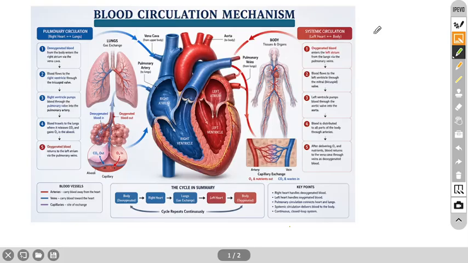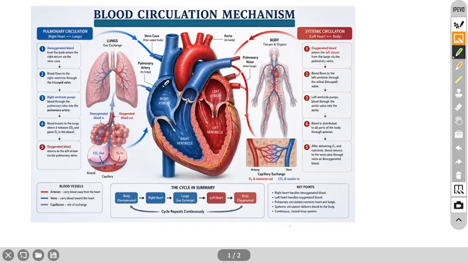Okay, now we will learn about the parts of the heart. In the heart there are a total of four chambers: right atrium, right ventricle, left atrium, and left ventricle. The upper part of the right heart is connected by the superior vena cava, and the lower part of the right heart is connected by the inferior vena cava.